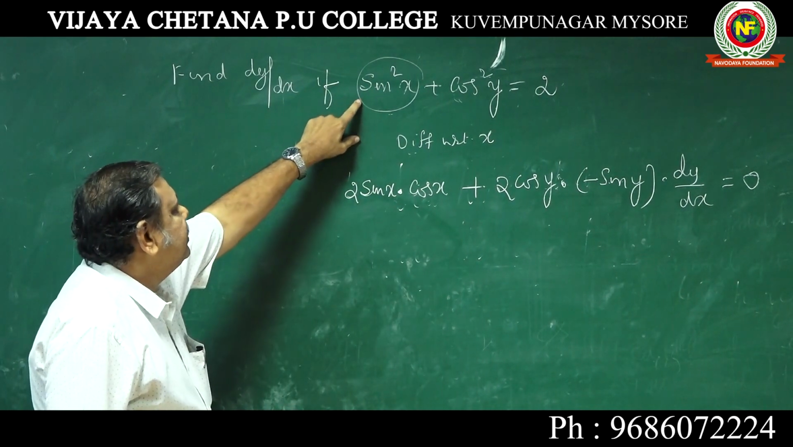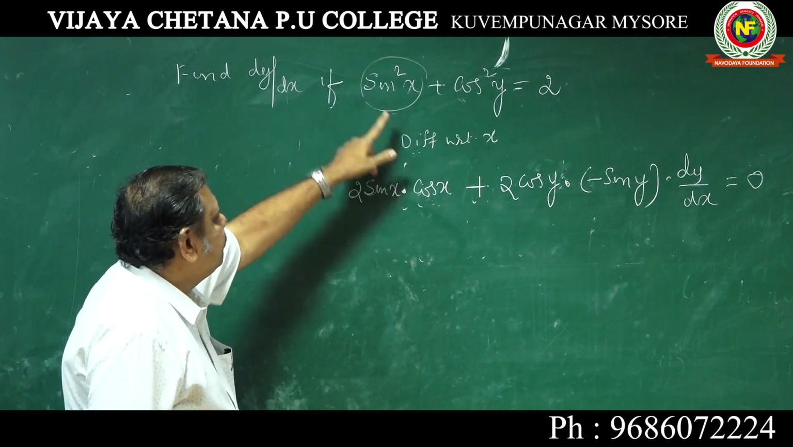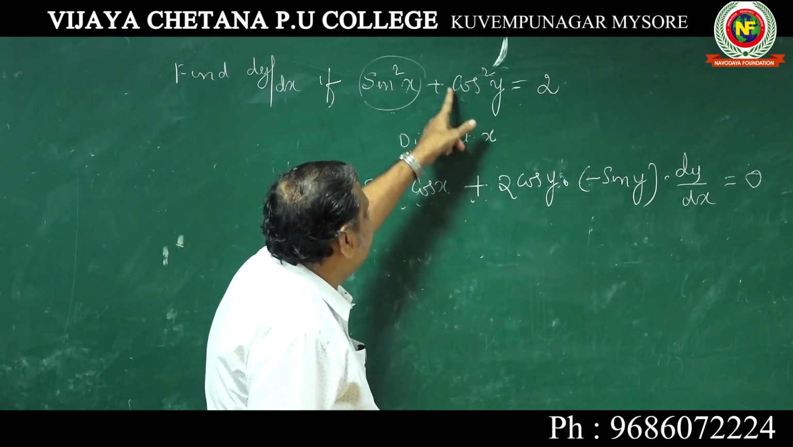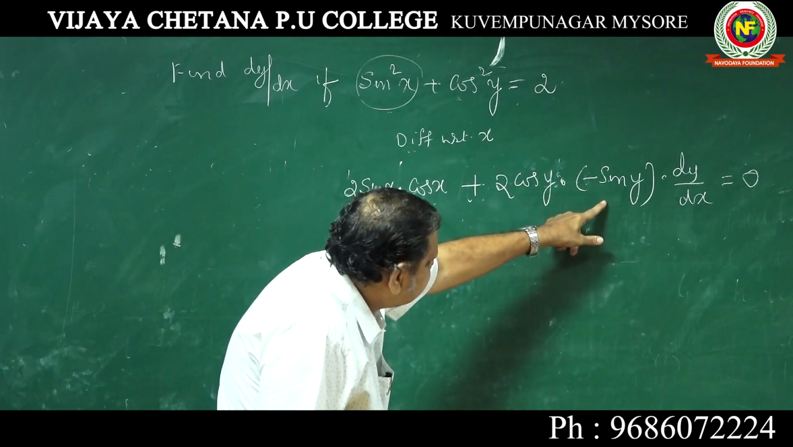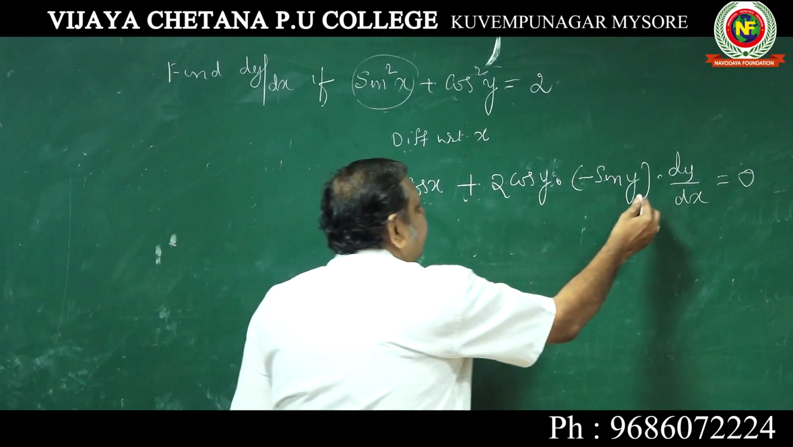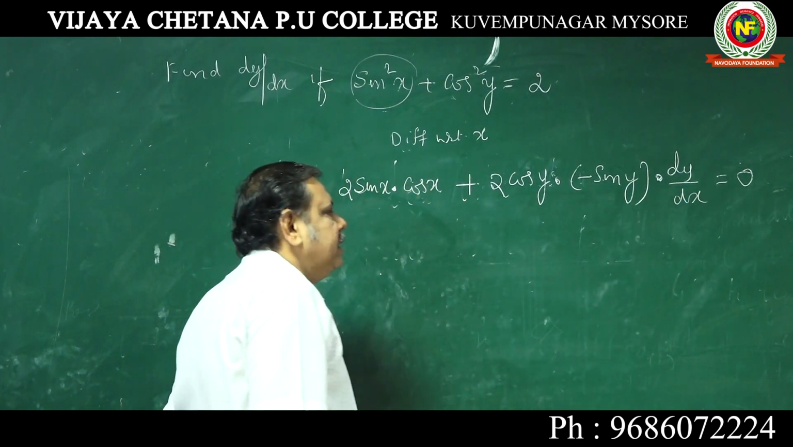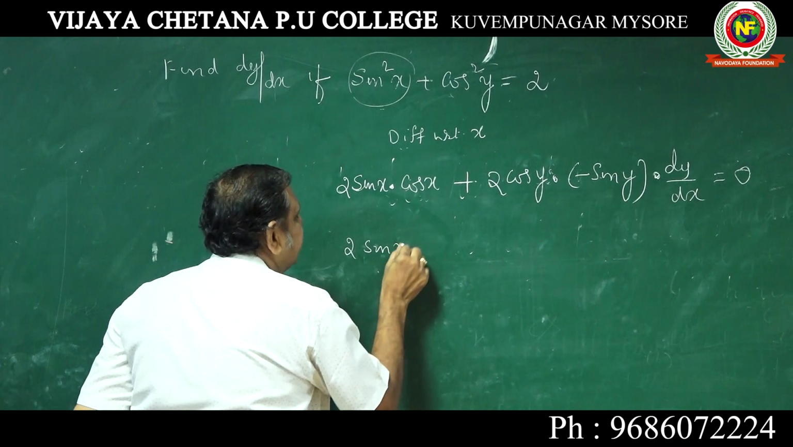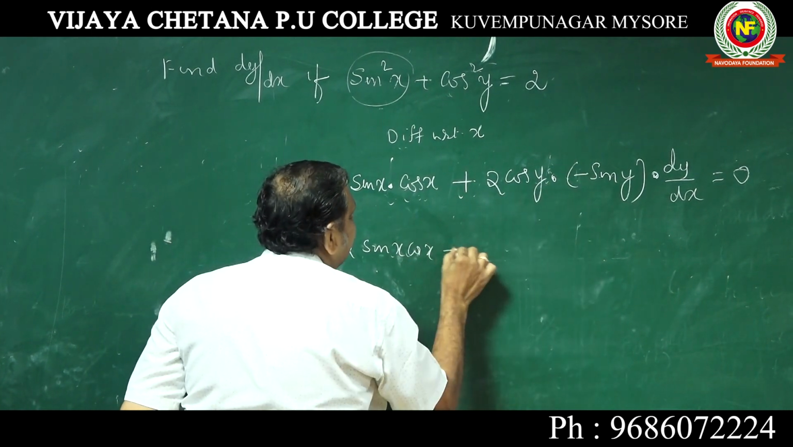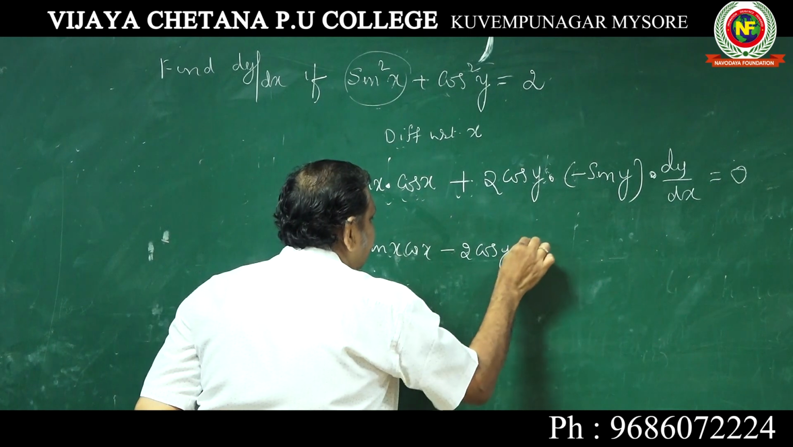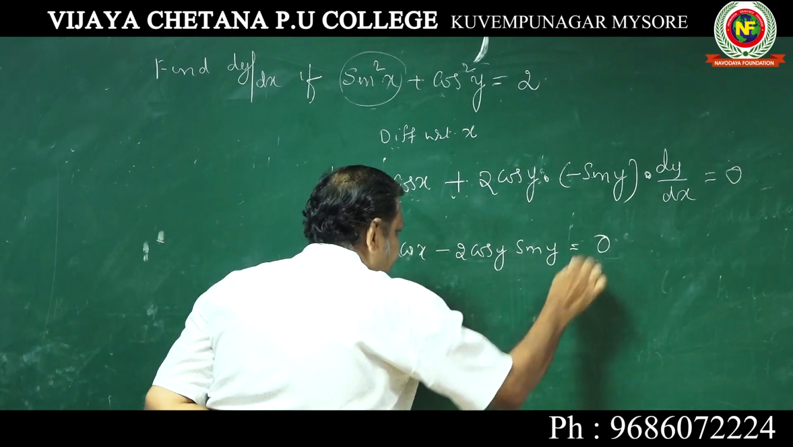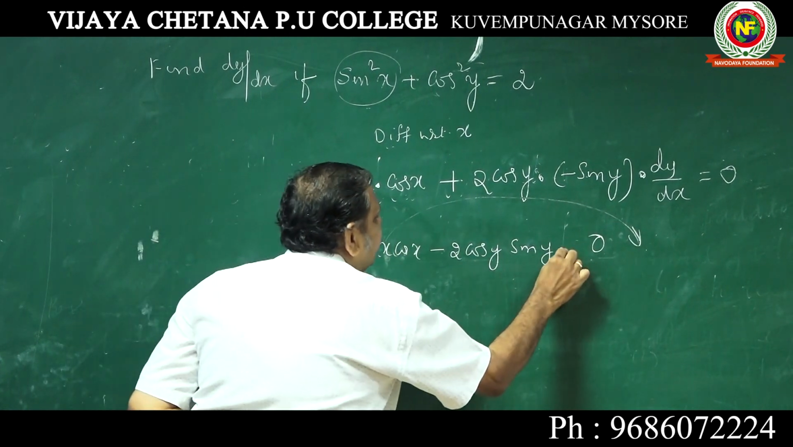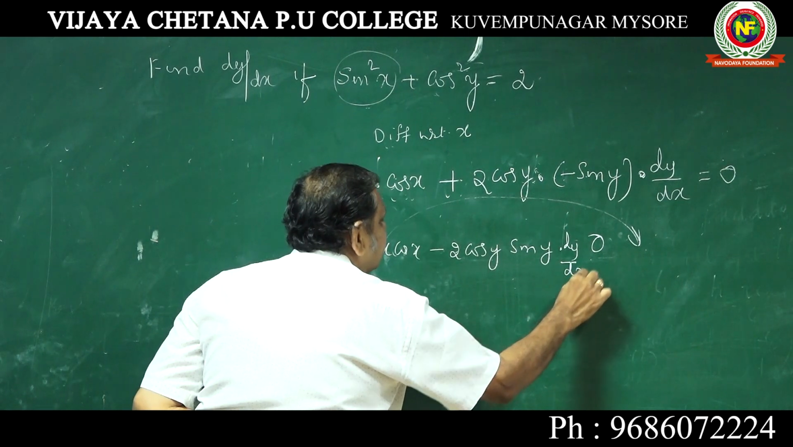Now sin square x differentiation is 2 sin x into the differential coefficient of sin x, then 2 cos y, because p square, 2p into d by dx of that particular cos y, minus sin y, into, whenever you differentiate a y variable, you should write dy by dx, equal to 0. Or it is 2 sin x cos x minus 2 cos y sin y dy by dx is equal to 0. Shift this term to this side. dy by dx, I have not written dy by dx is equal to 0.